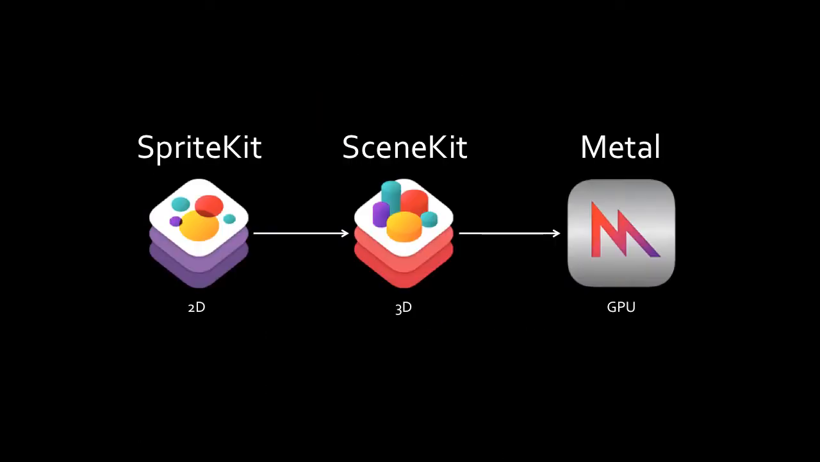So this is the general gist of the talk. These are the 3 frameworks that we're looking at tonight. And you can pretty much summarize them with the things at the bottom. SpriteKit is for 2D, SceneKit for 3D, Metal is the low-level access to the GPU. That's the hard part. But it's not that hard. I'll convince you.